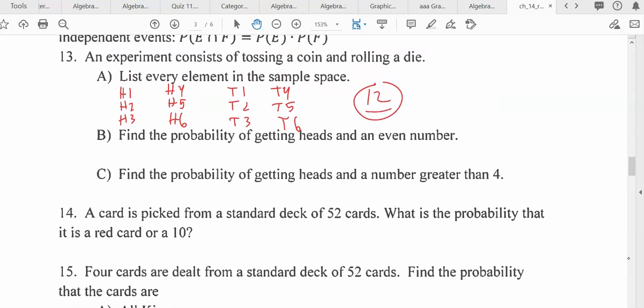Find the probability of getting heads and an even number. So I want to get heads and even. There's 1 there, there's 1 there, 1's there. So there'll be 3 out of 12, which would be 1/4. Of getting heads and a number greater than 4. So that would be these two. So 2 out of 12, which is 1 out of 6.